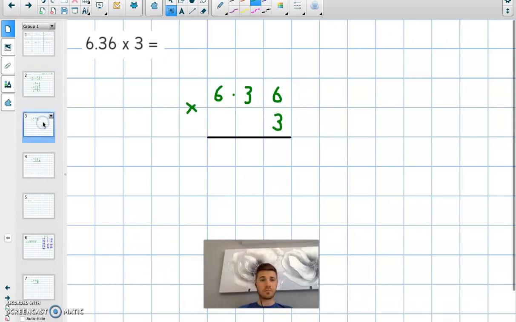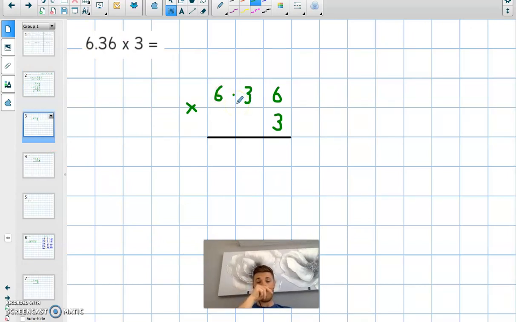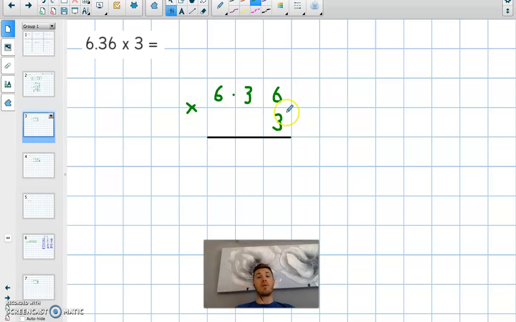Okay. Question 2. 6.36 multiplied by 3. You're going to put it into a formal method and then multiply each of these digits by 3. So 3 6s, 18. Carry the 1 over. 3 3s are 9, plus the 1 is 10. Again, carry the 1 over. Drop the decimal point down. Must remember to do that. And 3 multiplied by 6 is 18, and plus the 1 is 19. So 19.08 is your answer.